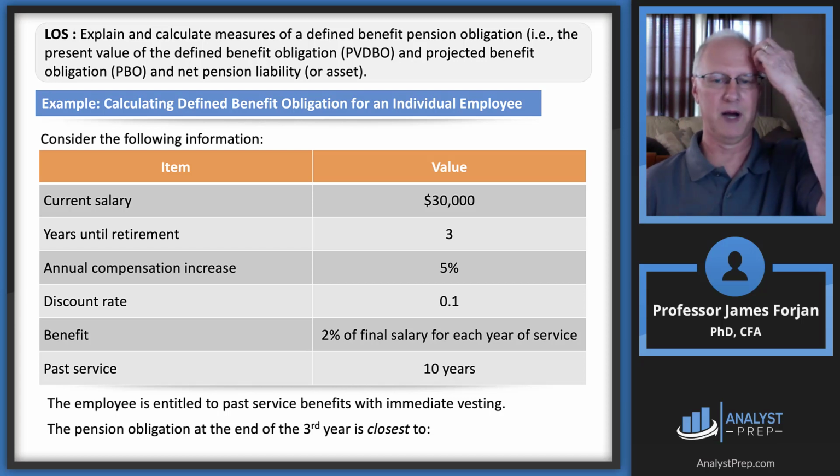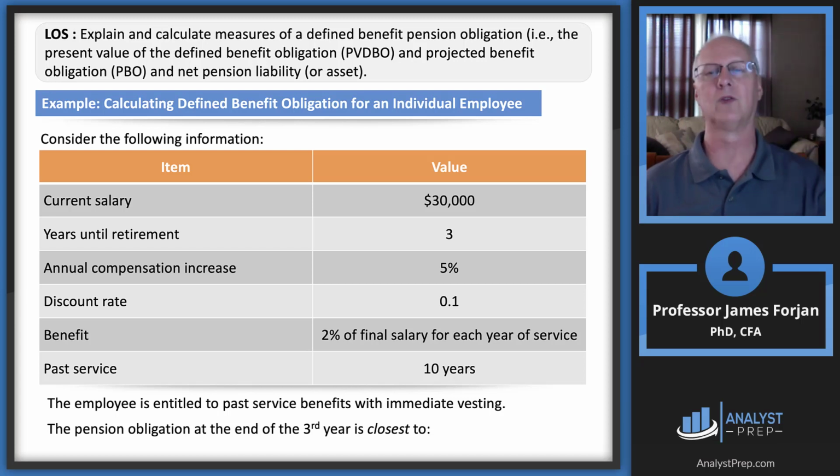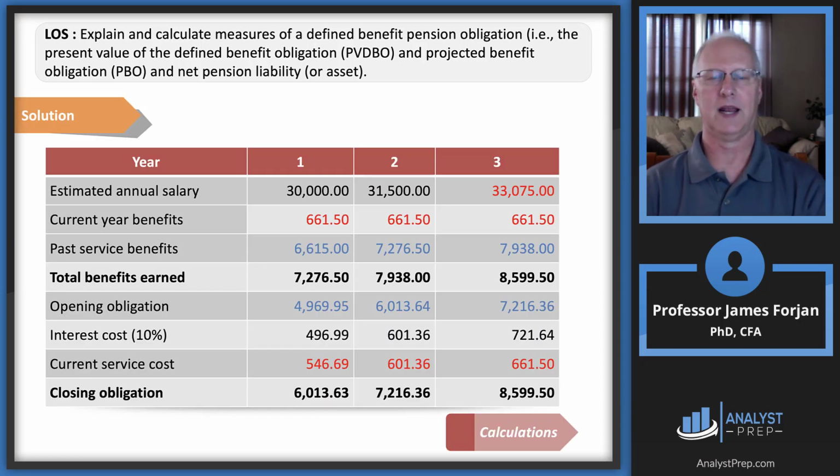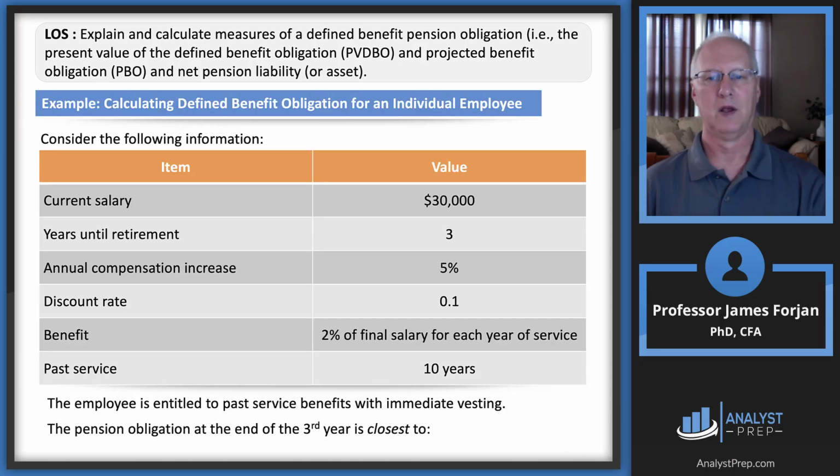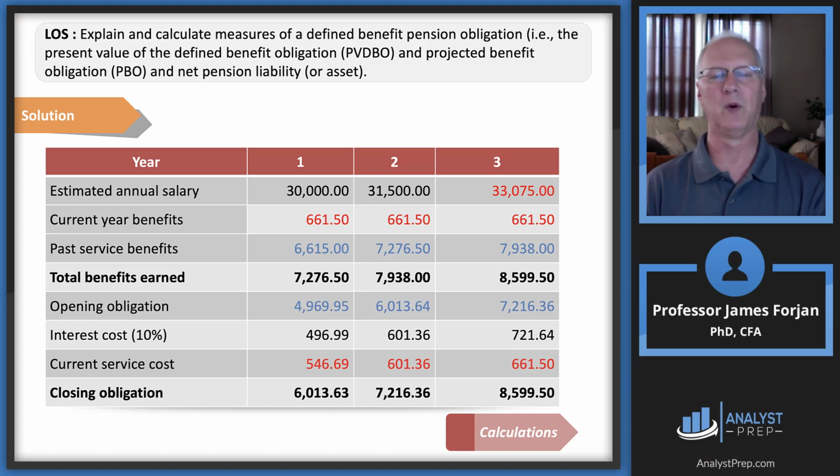And so look at the very bottom. What we're trying to do here, so here's the question on the exam. The pension obligation at the end of the 3rd year is closest to. All right, so let's go ahead and get out our financial calculators. So this is all you need to do here, right? Let's start with the $30,000 current salary and then just multiply by, what was that annual compensation increase? 5%. So just multiply by 1.05, then multiply by 1.05, and that gets us to the 31,500 and the 33,075.